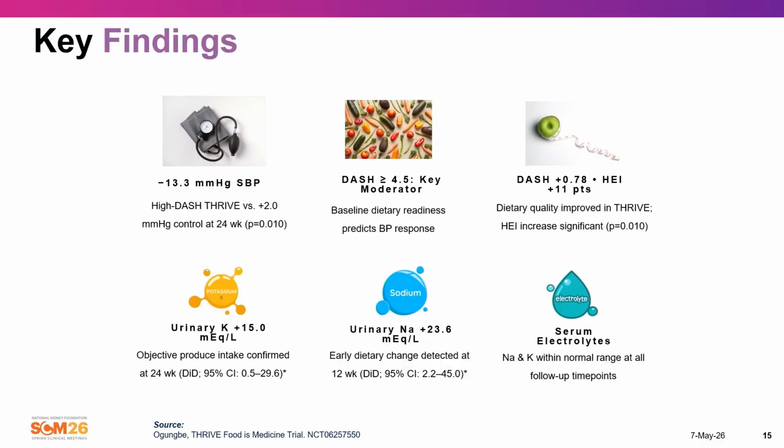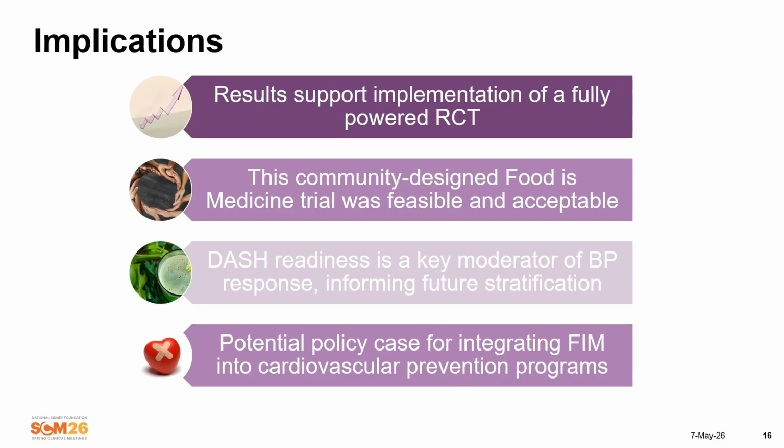So our key findings, sorry, I went a bit too far. Our key findings were that in the high DASH category, the Thrive group had a significant drop in systolic blood pressure of about 13.3, and those that had a DASH score of more than 4.5 showed that they had dietary readiness, which predicts a good response in improvement of their systolic blood pressure. There was also a dietary quality improvement in the Thrive group. We also had an increase in urinary potassium excretion and also urinary sodium, but the sodium-potassium ratio remained the same. In conclusion, these results support implementation of a fully powered randomized controlled trial. This study was feasible and acceptable, and shows that DASH readiness is a key moderator of blood pressure response and informs future translation. It also makes a potential policy case for integrating food is medicine into cardiovascular prevention programs.